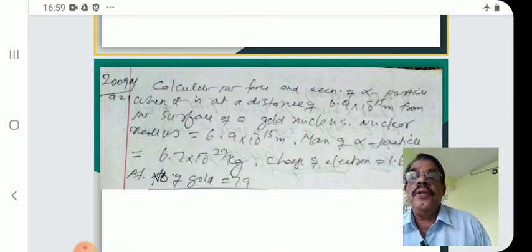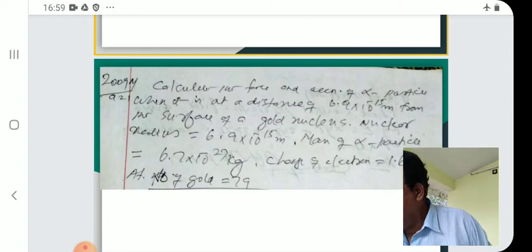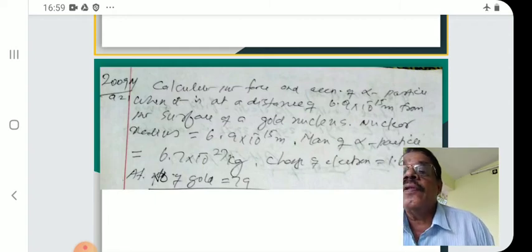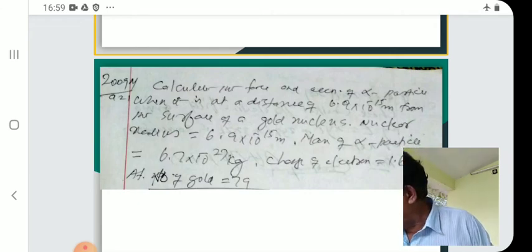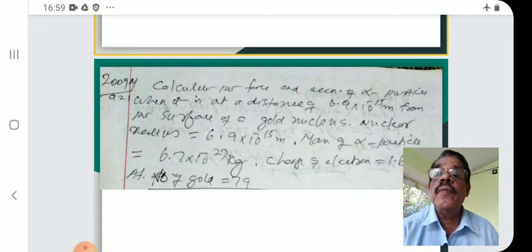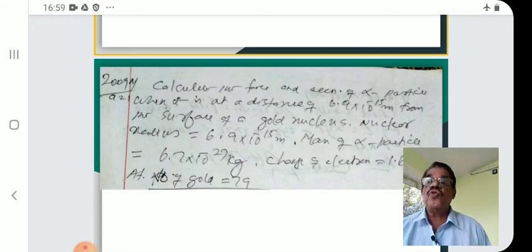Now see another problem. Next problem. The number is not shown. The next problem you understand. And this is also a previous university question and a standard question.